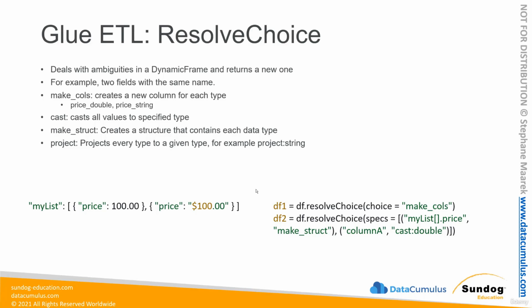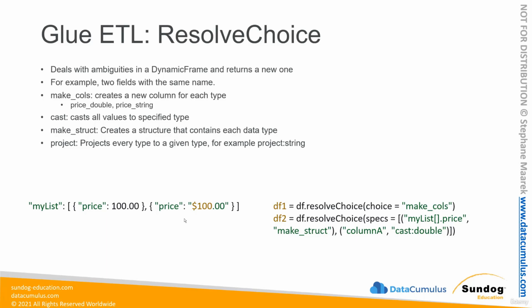One is you could say make_cols as a parameter to the resolve choice API. What that will do is create a new column for each unique type that name appears under. Look down here at the bottom. We have this example where a my list dynamic frame contains two fields called price. One of them is a numeric double precision number. The other one is a string that contains the $ symbol. So if we were to call make_cols on this example, we end up with two new columns, one called price_double and one called price_string to resolve that ambiguity.